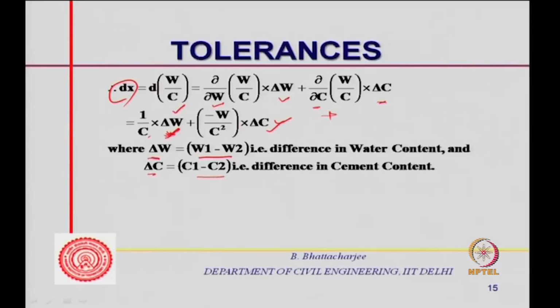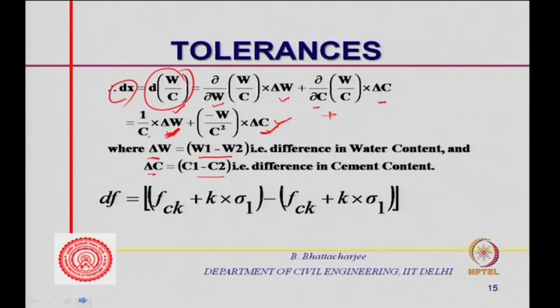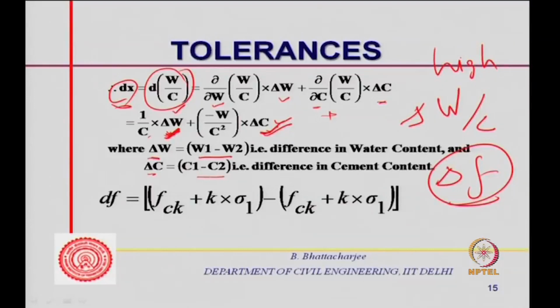So, the higher this value, the more my water cement ratio will vary, and strength is a function of water cement ratio. If the water cement ratio varies more, there is higher variation in delta W by C, which means the strength variation will also be higher. If the strength variation is higher, this is related to the standard deviation, sigma.